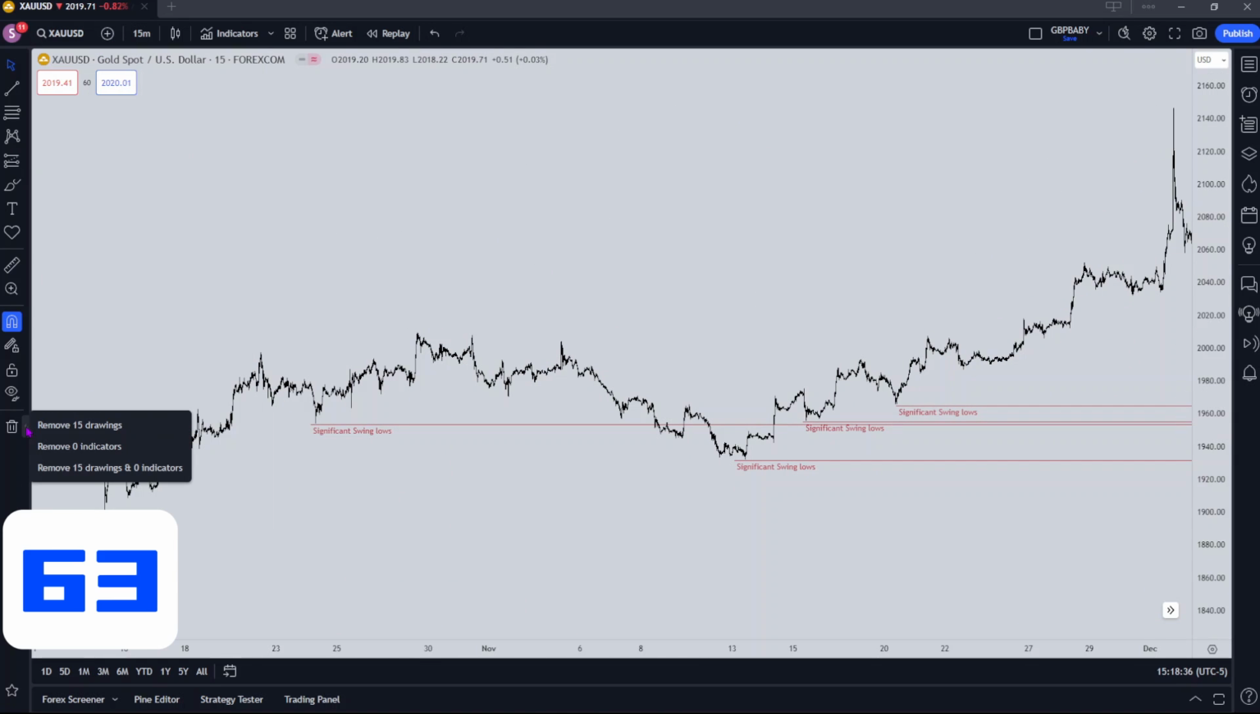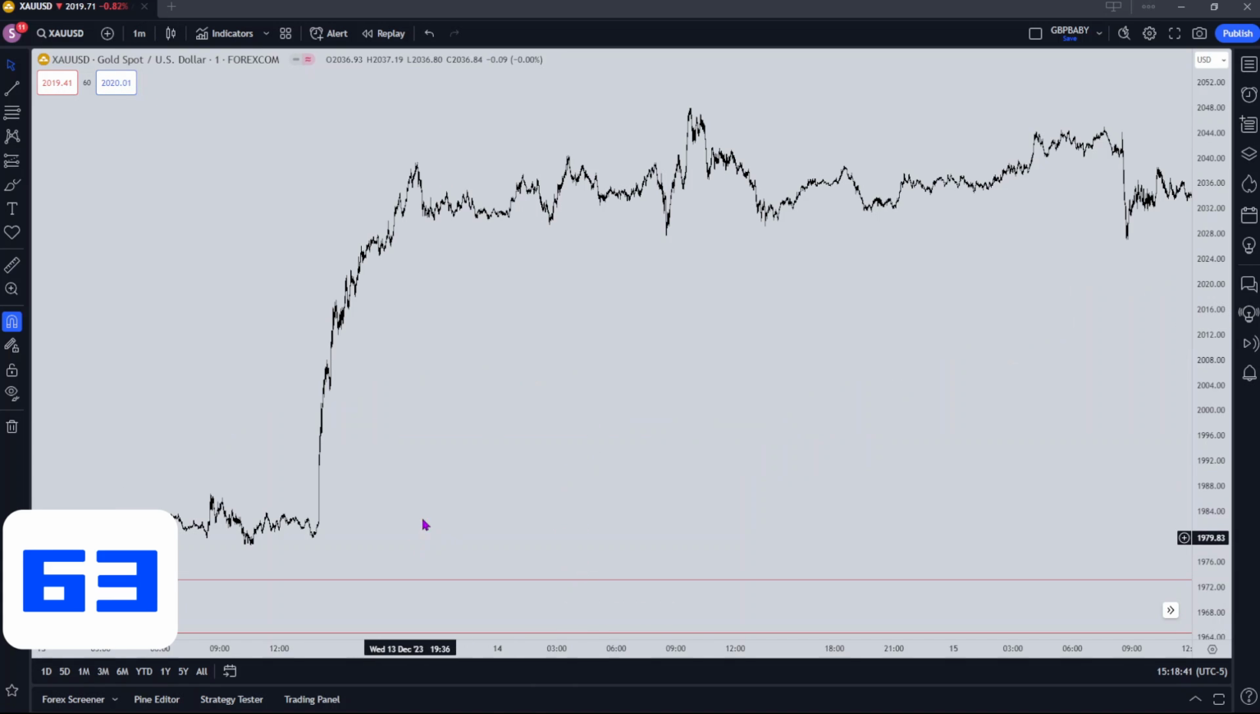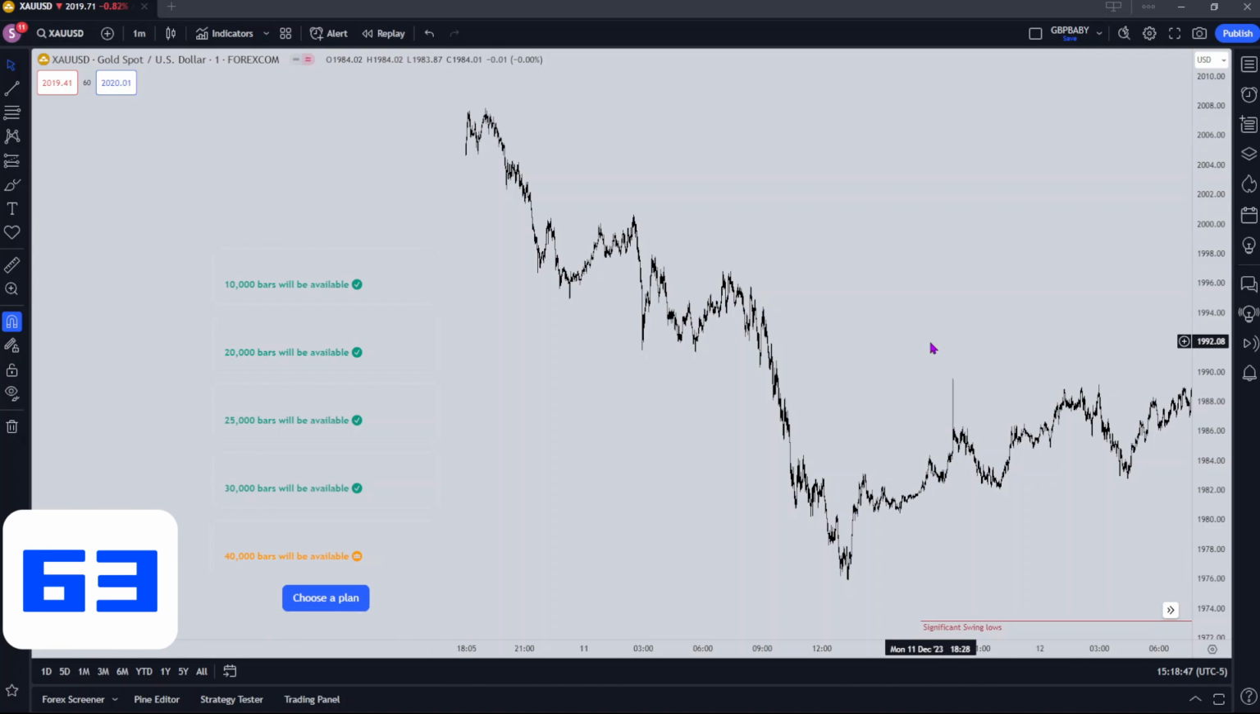How many have we done? 15. Let's get another 10 done. Let's look at the 1 minute. Can we see these are relatively equal lows? They're significant though. They are still significant, but I don't want to just show you guys significant swing lows.